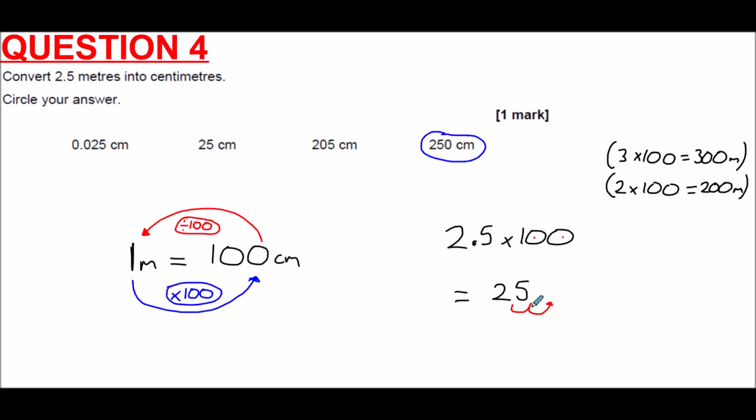So it goes over the 5, then over nothing. Nothing in maths, of course, is a 0. So 2.5 times 100 would be 250.0, which of course is just 250. At any rate, we need to circle 250 centimeters.